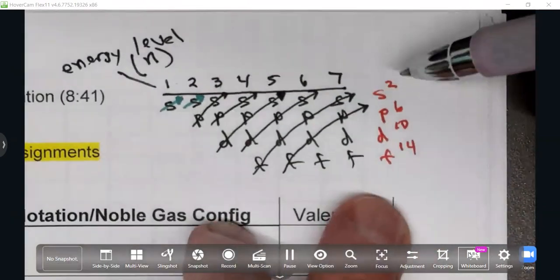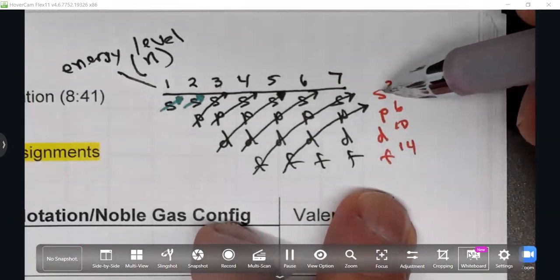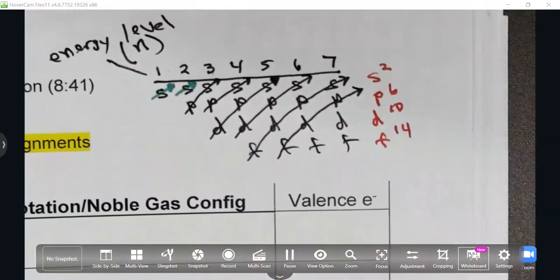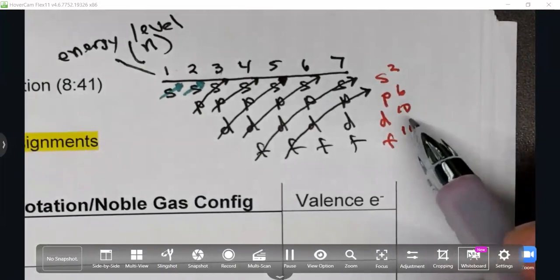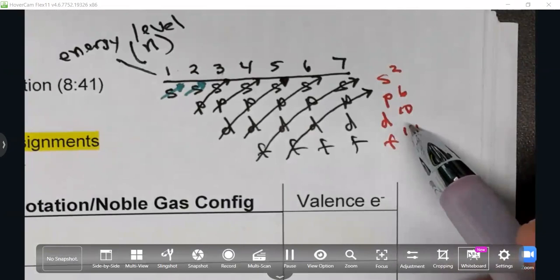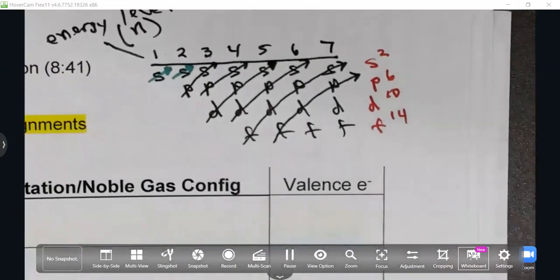We know that there is just 1 S orbital, and that can hold 2 electrons. We know that there are 3 different P orbitals, and if it can hold 2 electrons each, we could have 6 P electrons. We know there's 5 different D orbitals. If they can hold 2 electrons each, that would be 10 electrons, and 7 different Fs and so on.